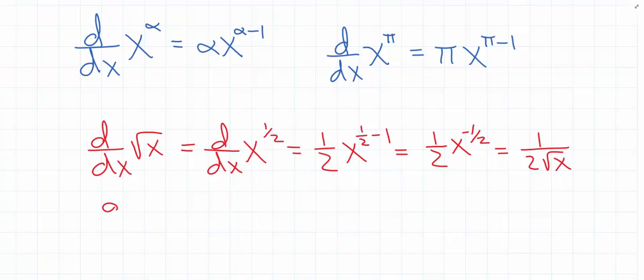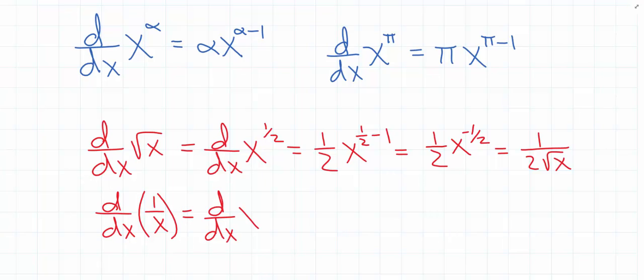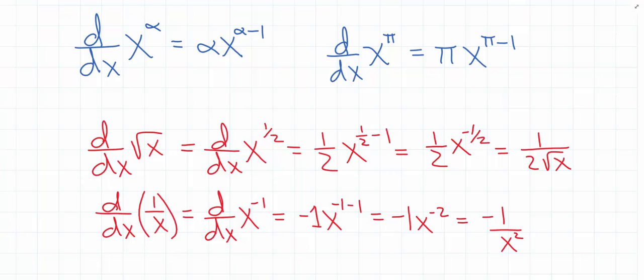Now, you could also have 1 over x. Let's see what that looks like. Remember, we write it where we can see the exponent clearly. So now we've got negative 1 times x to the negative 1 minus 1. That's negative 1 x to the negative 2, or negative 1 over x squared. Okay, any questions?